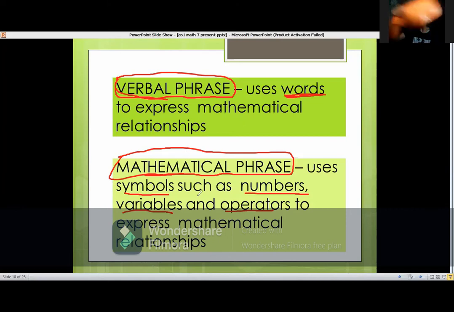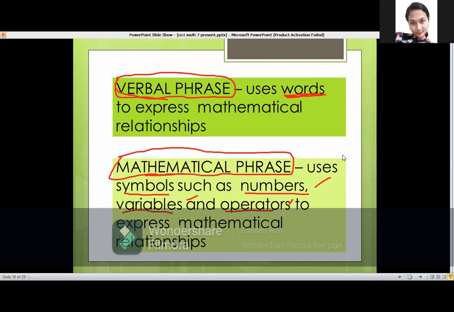Whereas for mathematical phrase, you use symbols. Wala siyang words. Instead, you have to use symbols such as, what are those symbols? We have numbers, variables, and operators. So numbers, alam nyo na ano examples ng numbers? 1, 2, 3, 4, 5. Ganon, etc. etc. For variables, we have letters A, B, C, D up to Z. For operators, we have plus, minus, times, and divide.